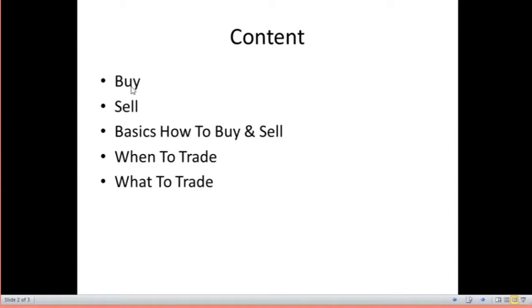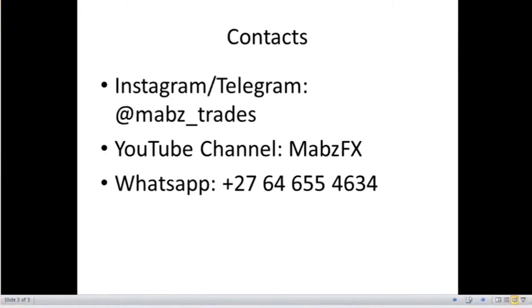For those of you that don't know, you'll hear buy and then you'll hear sell. The Forex market just goes up and down. In order for you to make money, you need to buy. If you buy and the market rises, you make money. If the market drops, you need to be selling. So if the market drops, you open up a sell, and if indeed it does drop, you make a profit.